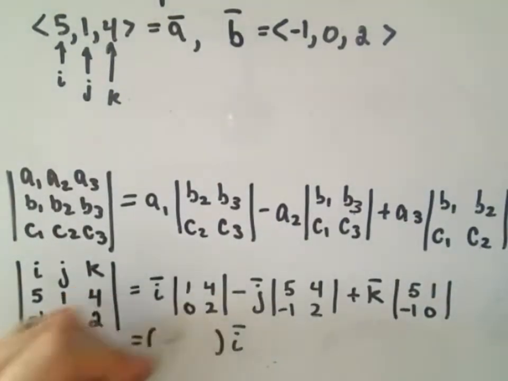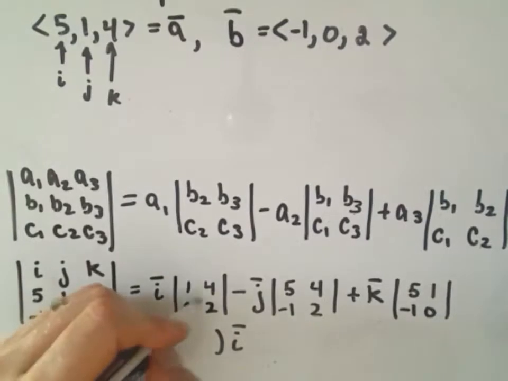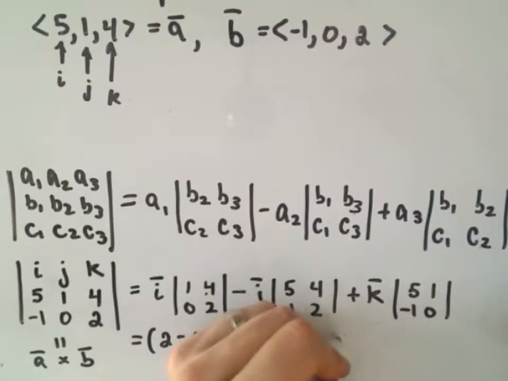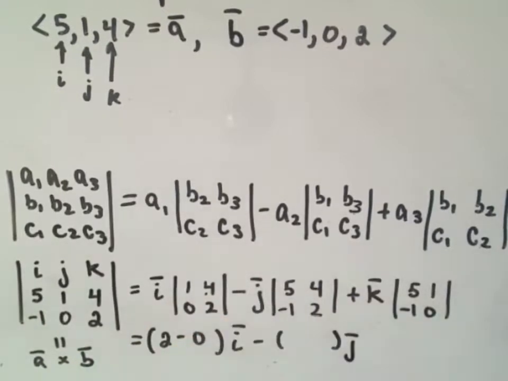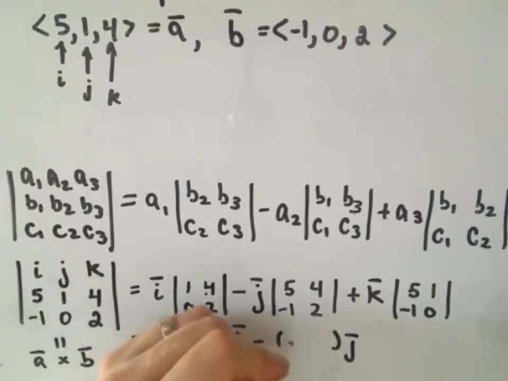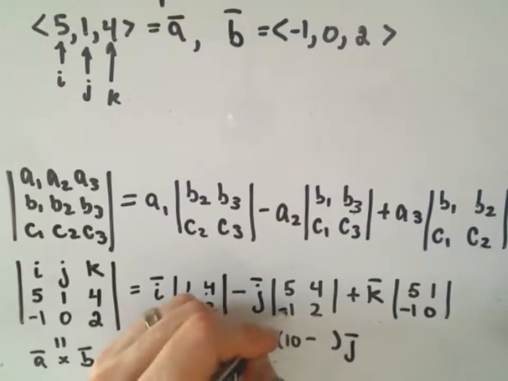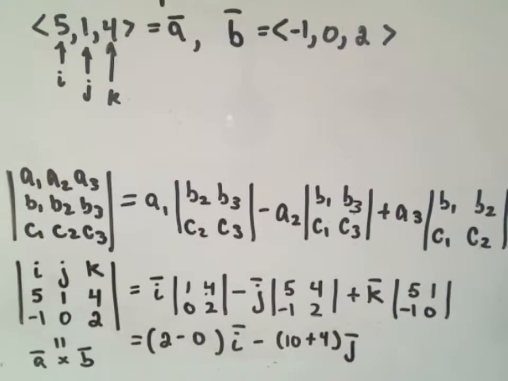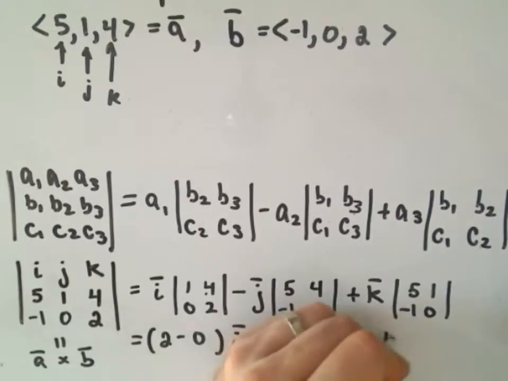So it says we'll get 1 times 2 minus 0 times 4, which is 0. Then we have minus our J component. So we take 5 times 2, which is 10, and then we have to subtract away -4, so that'll turn into +4.